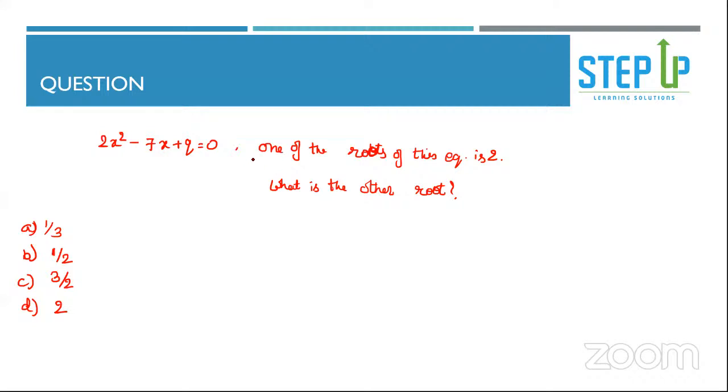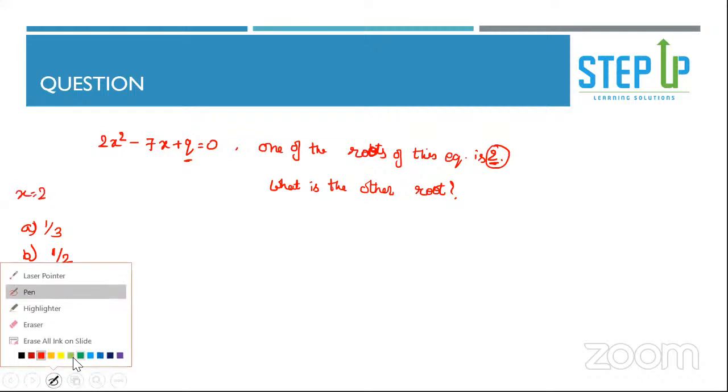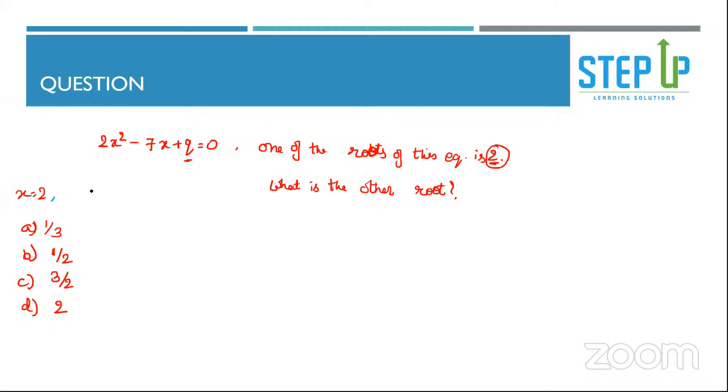Right, Rahul. So first of all, the thing is that Q is missing here. So one of the roots of this equation is 2. So with the help of this 2, can we get the value of Q first? So let's substitute x is equal to 2. You will get 8 minus 7 into 2, 14, that's minus 6 plus Q equal to 0. So basically you will get Q is equal to 6. This minus 6 will go that side. So Q is equal to 6.